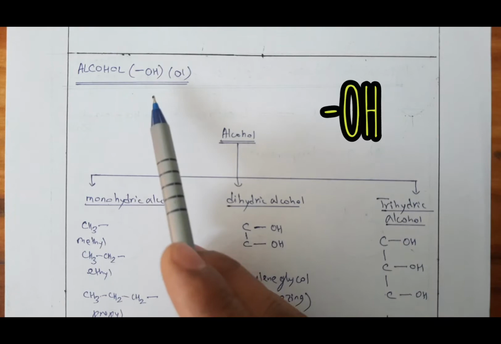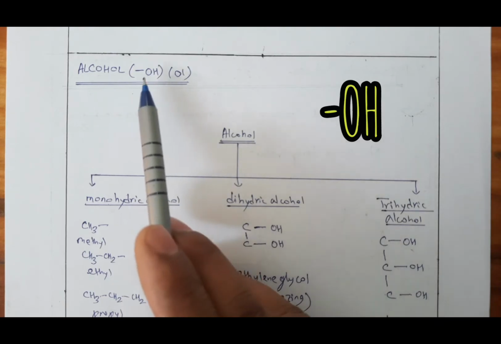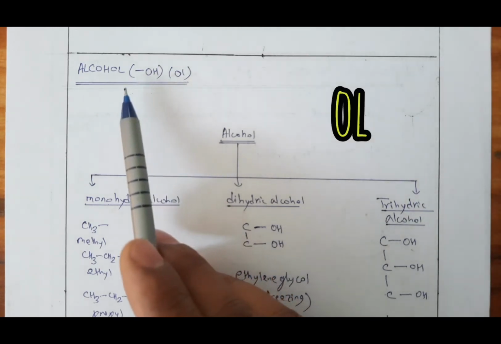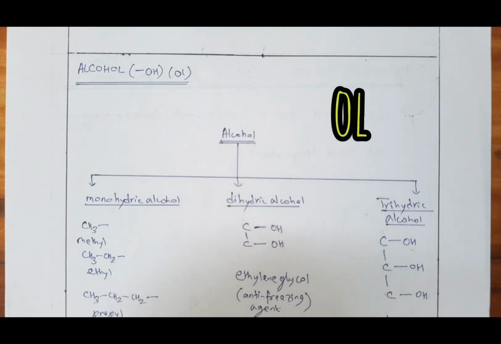So do remember, the alcohol symbol is -OH. This dash satisfies the valency of oxygen. So when you write alcohol, you should write -OH, and in the IUPAC name we write "ol". So remember, the IUPAC name of alcohol is ol.